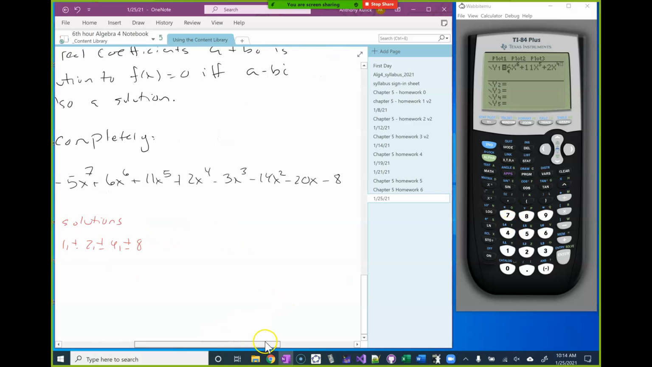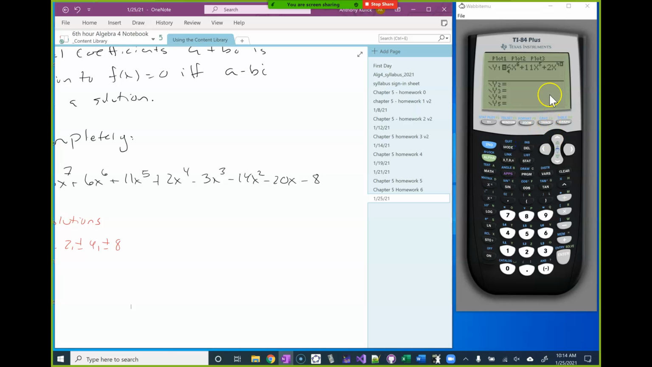The new stuff is going to come when I start interpreting this picture that I get from looking at the graph and deciding what that means. Dang it, all.